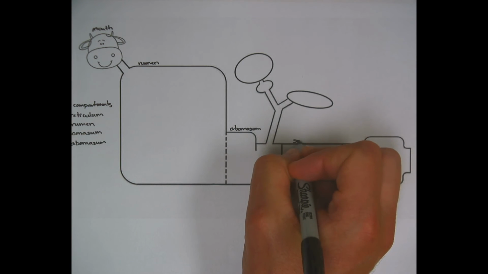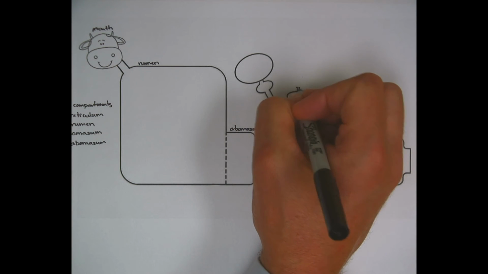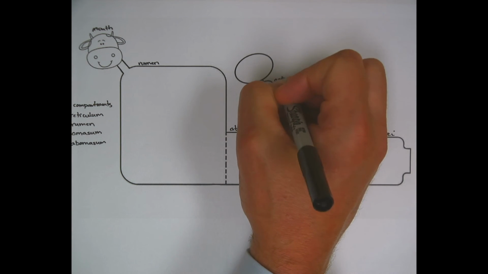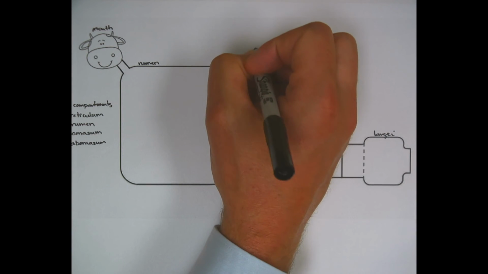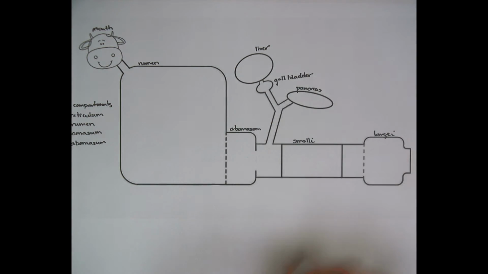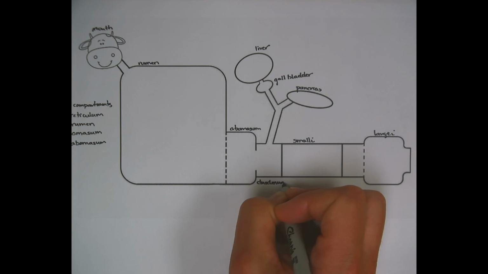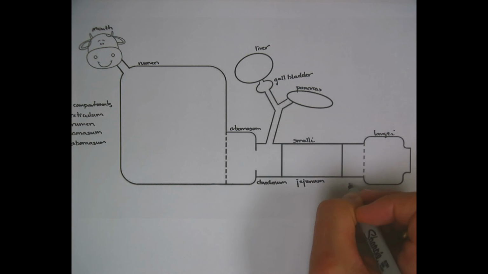This would be the small intestine and the large intestine. And then up here we have the pancreas, the gallbladder, and the liver. Okay, and when we look at the small intestine, it's divided into 3 sections. We have the duodenum, the jejunum, and the ileum.